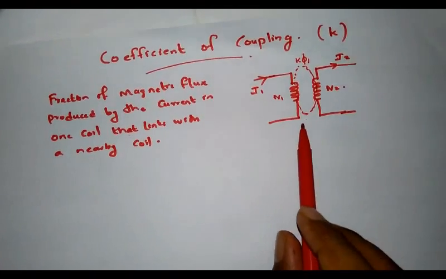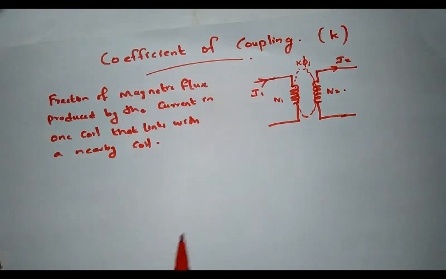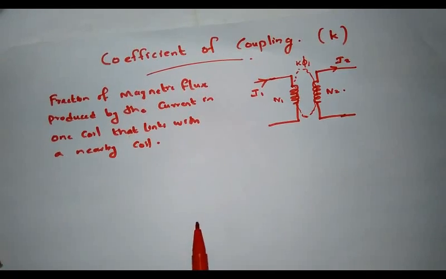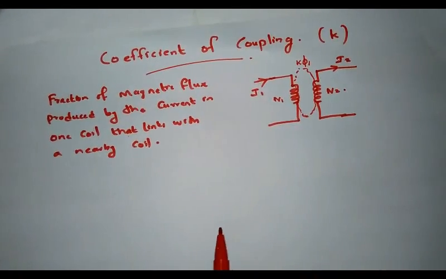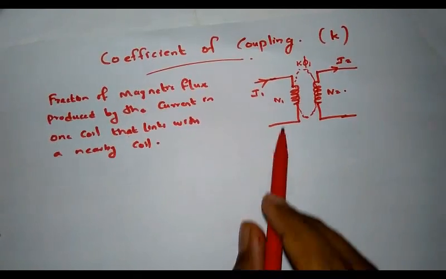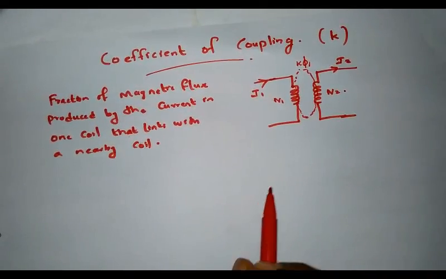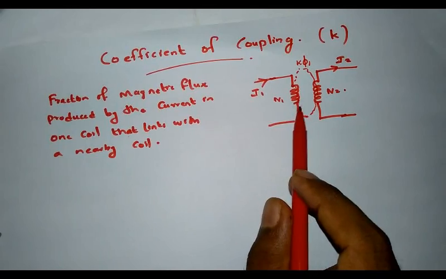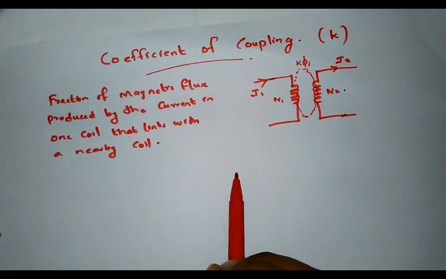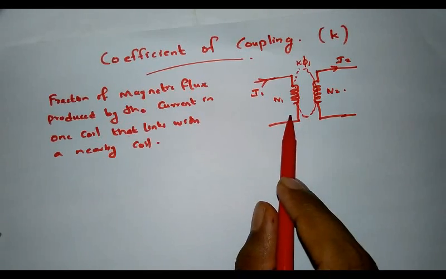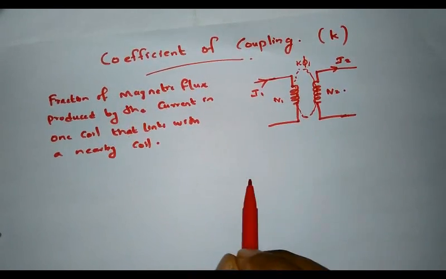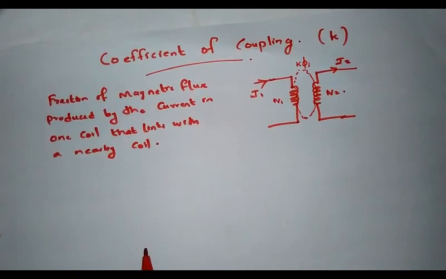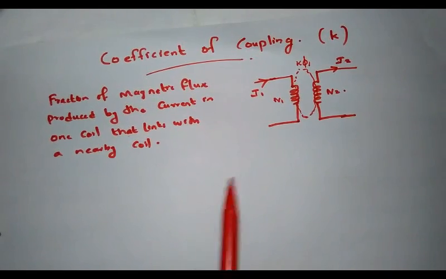Let us consider two coils. The first coil has N1 turns and the second coil has N2 turns. Let a current I1 be made to flow through the first coil. When current flows through the coil N1, flux phi is produced, and a part of that flux links with the second coil, which is placed nearby. That fraction of flux produced in the first coil that links with the second coil is represented by K times phi1, where phi1 is the flux produced due to the current in coil 1.